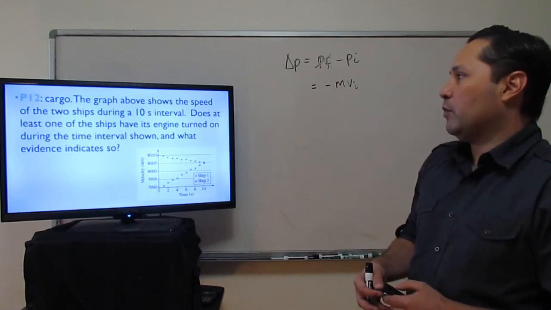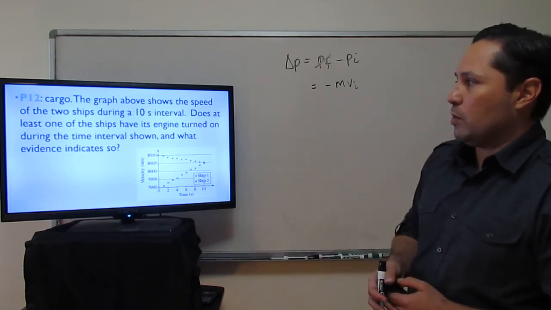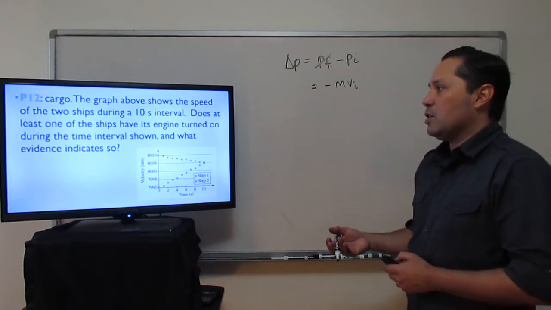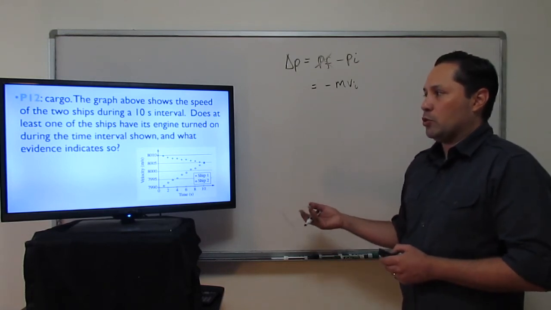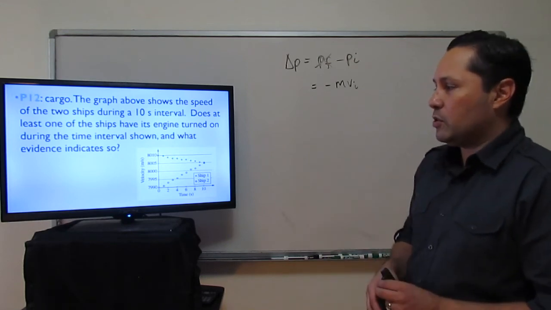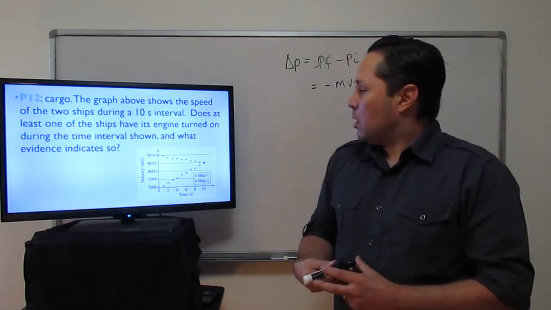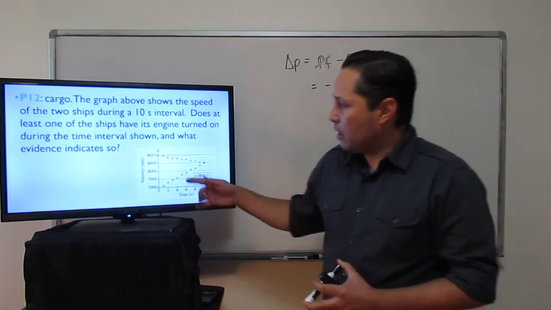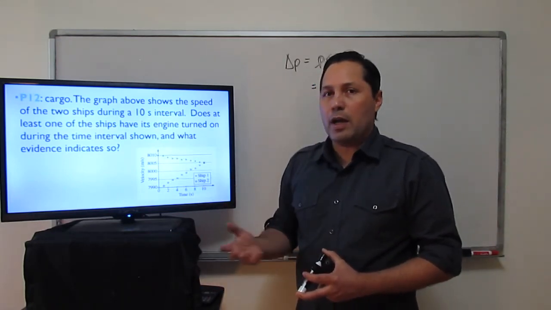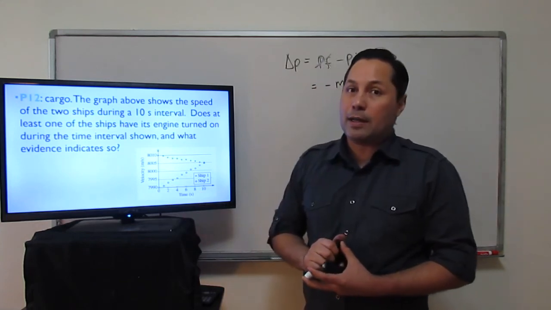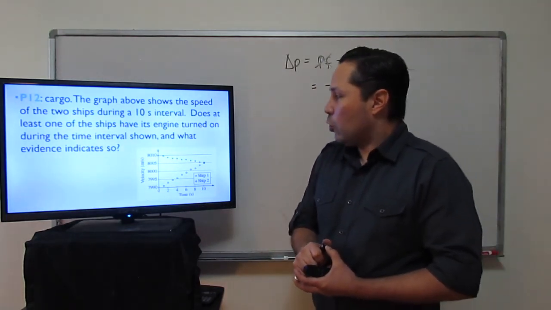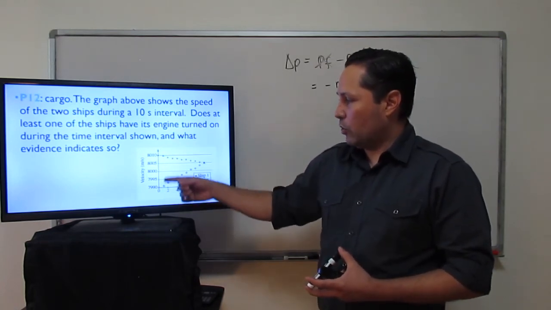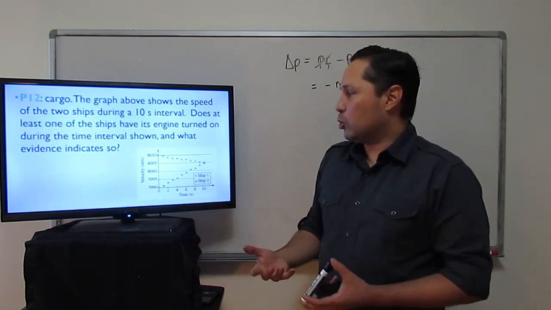The graph above shows the speed of the two ships during a 10-second interval. Thus, at least one of the ships must have its engine turned on during the time interval as shown, and what evidence indicates so. Alright, so check out the graph. We have velocity as a function of time, and the velocity of the first ship is 8010, the second ship is 7990. So if I were to ask you, what is the average velocity? Well, between both of these, it would be 8,000 meters per second.